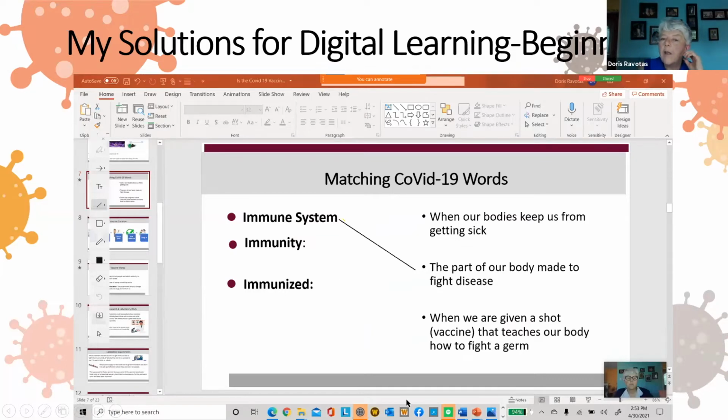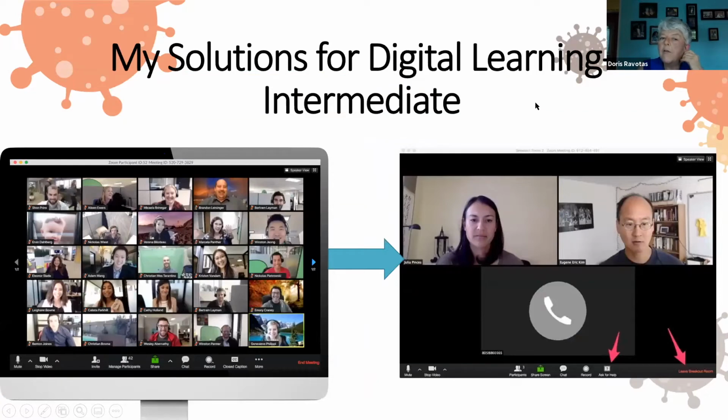Also for beginners, we use PowerPoints, and in our PowerPoints, we built in some of these learning elements. So we did matching words with some of the more difficult words. For intermediate folks, then we started using breakout rooms. That was a little bit too hard for our beginners in the beginning. Now, a year later, after they've been online for this long, we use breakout rooms regularly with the earliest learners, the people that have the least English.